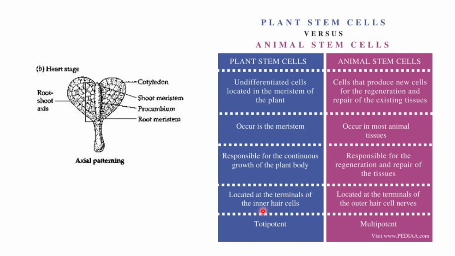Located at the terminals of the outer hair cell nerves. So these are another location based difference. Plant stem cells are totipotent and animal stem cells are multipotent. So the stem cells that we have in the meristem of the plant are totipotent, so they have the capability of giving rise to the whole plant itself. But in animal stem cells, we have stem cells with lesser potency, or multipotent, which can give rise to fewer cell types corresponding to the particular organ it is residing in. So this is a comparison between meristems, which are plant stem cells, versus animal stem cells.